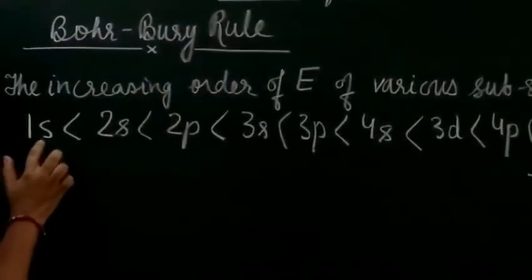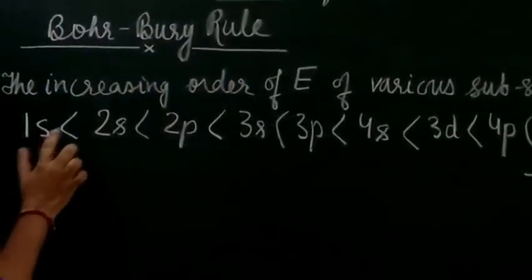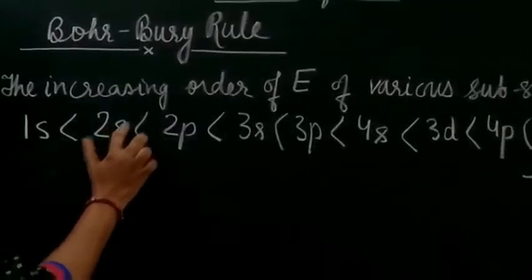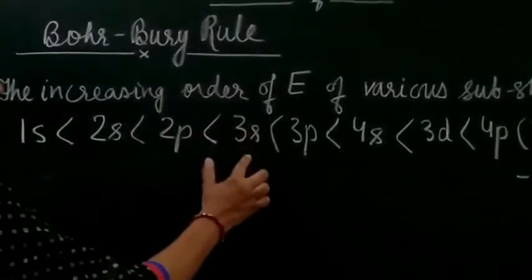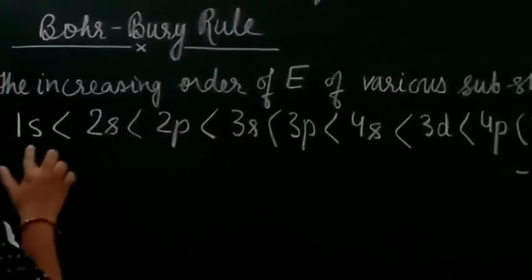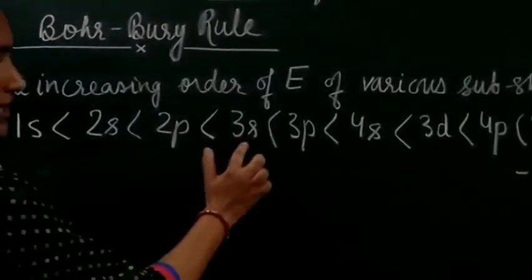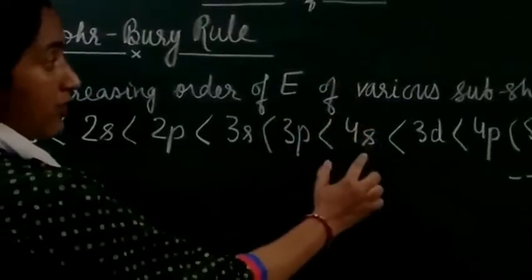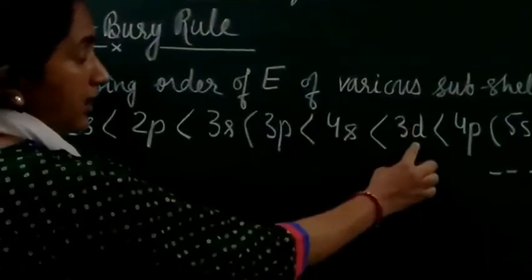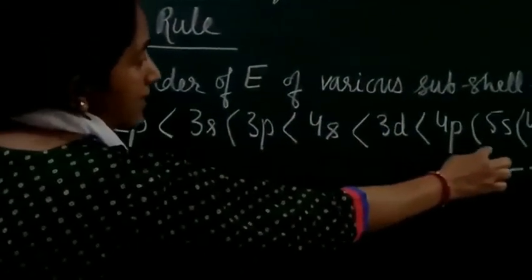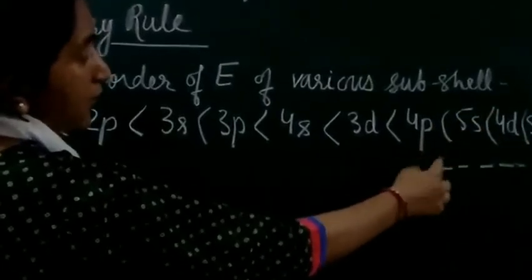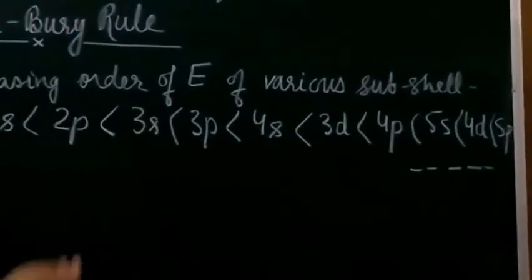So 1s has the lowest energy, then 2s, then 2p, then 3s, then 3p. So 1s is at the bottom, then we have 2s and 2p, then 3s and 3p. For the fourth shell we have 4s, then 3d, and then 4p, then 5s, 4d and 5p, and it will continue as it is. Right?